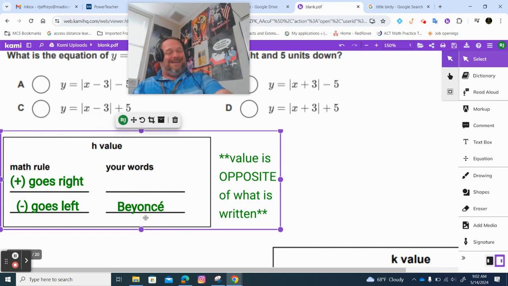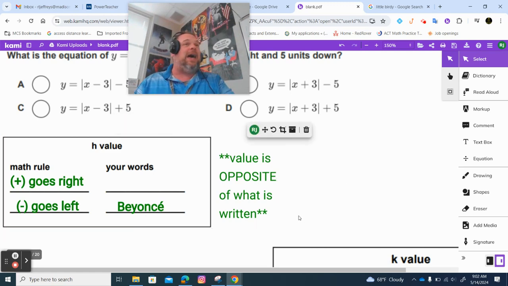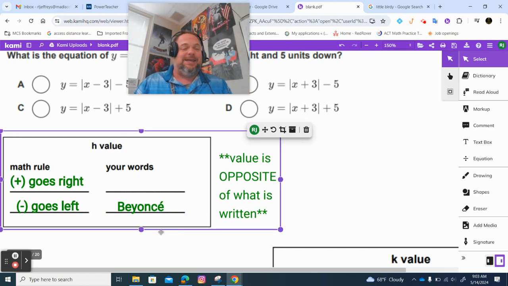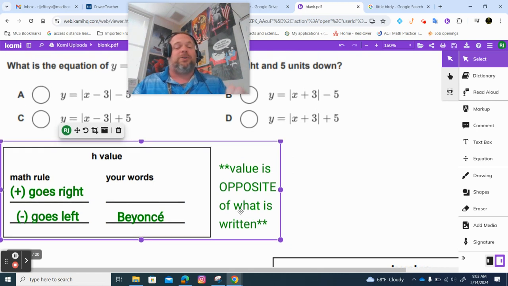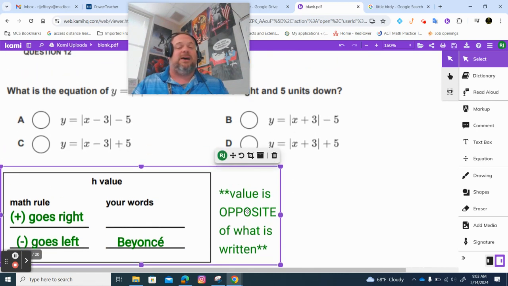This is the Beyonce stuff. Yeah, I actually found this. This is from the January 8th folder. This is actually the notes I got from January 8th.